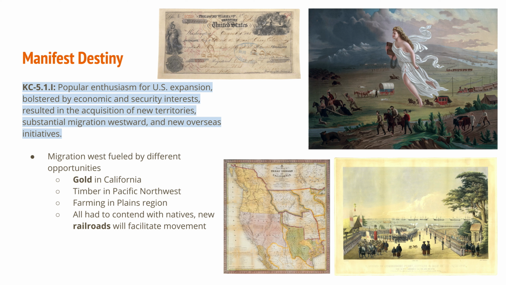Gold in California, timber in the Pacific Northwest, farming in the Plains regions, all had to contend with natives. In California, a lot of natives were killed after the acquisition of the territory through the Mexican Cession. In the Plains region, as people were crossing, they would encounter natives, and often it would end in a violent encounter. And railroads are going to affect the movement of all. So as more railroad track is being laid down, the more and more migration that is able to happen.